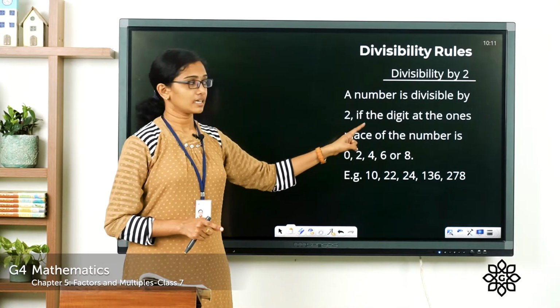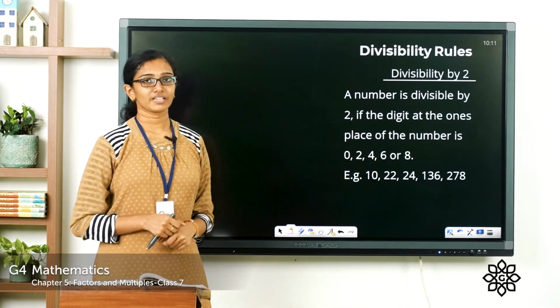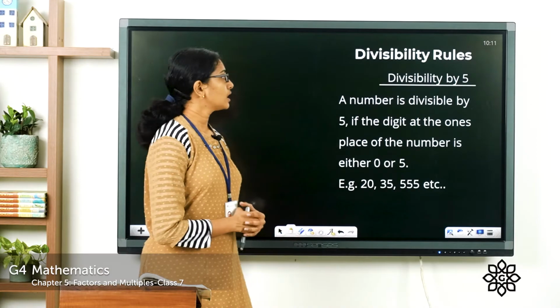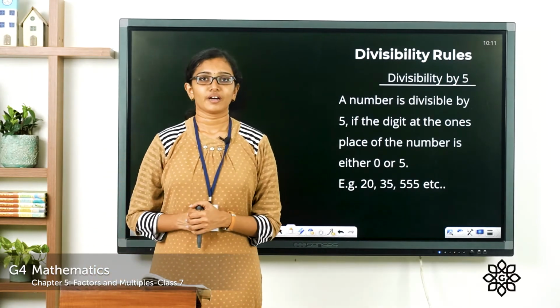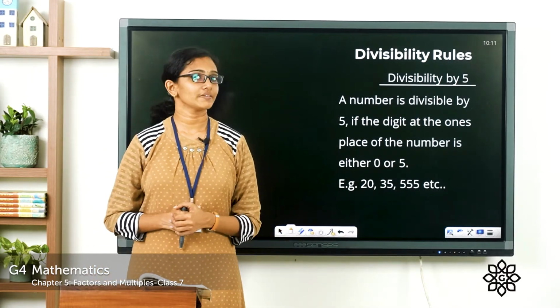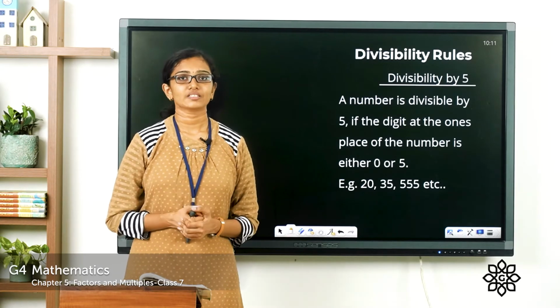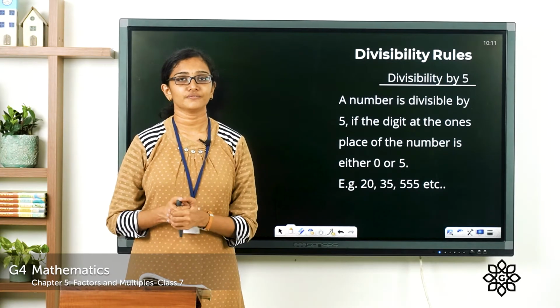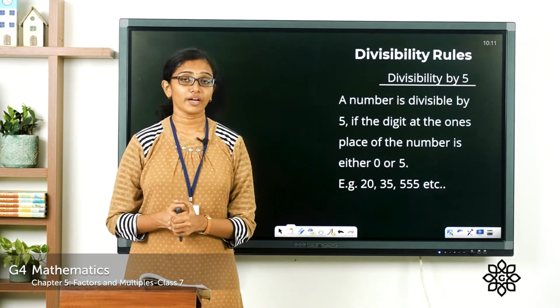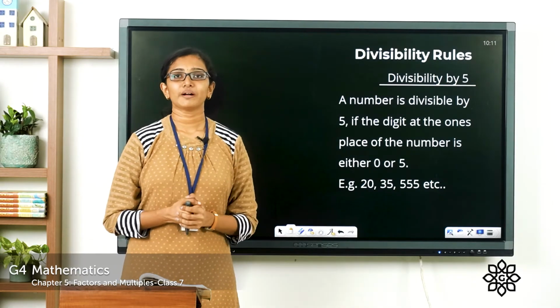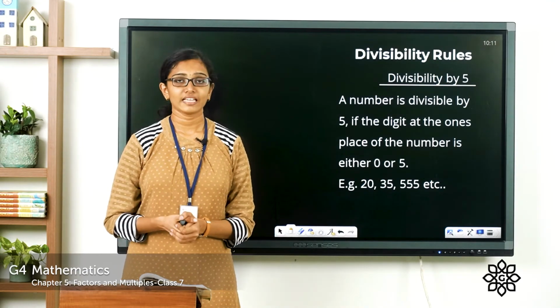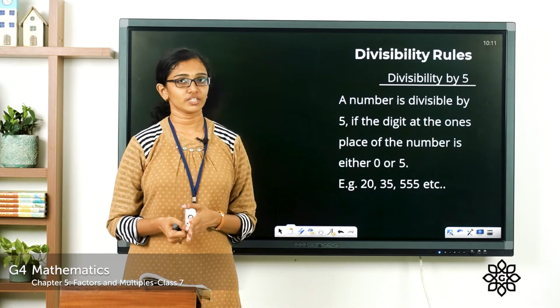So, we can say these numbers are divisible by 2. Clear? Now, what about divisibility by 5? A given number will be divisible by 5 if the digit in the ones place is either 5 or 0. Why? Because all the multiples of 5 end in either 5 or 0, right?